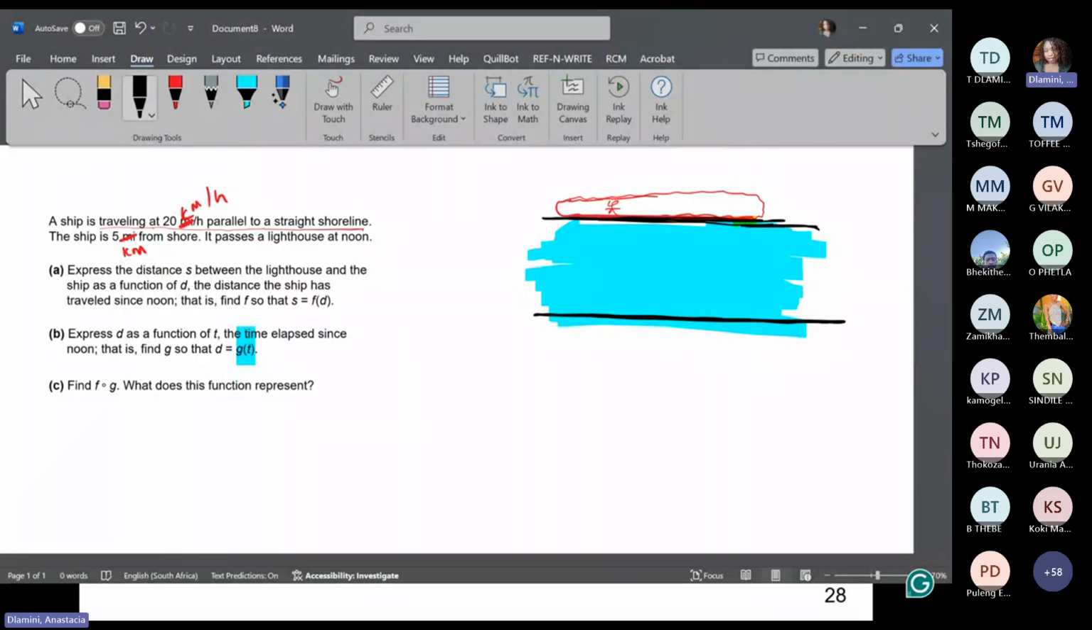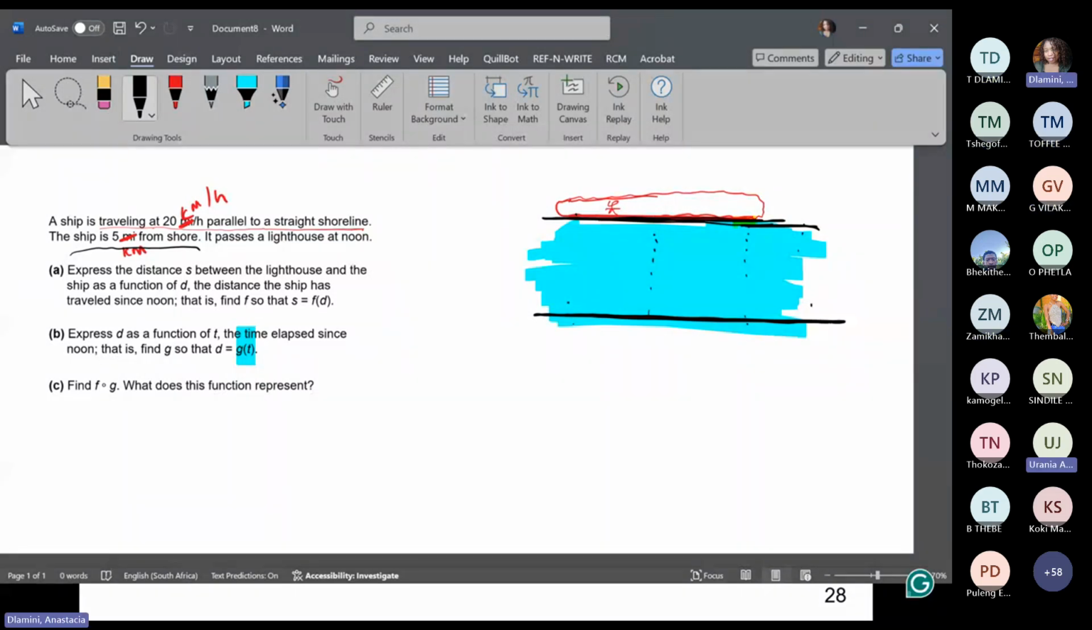Does it make sense? Yes. The ship is 5 kilometers from the shore. The distance between the ship and the shoreline is 5 kilometers. Meaning that if the ship is here, from here to there, that's 5 kilometers. Wherever the ship is, straight is 5 kilometers. Does it make sense now?